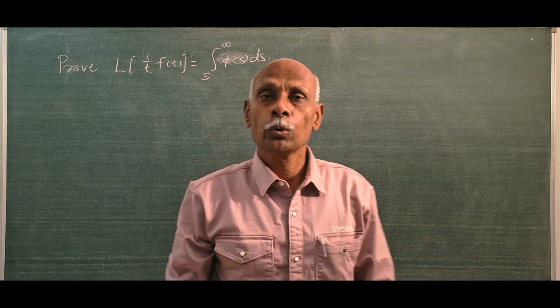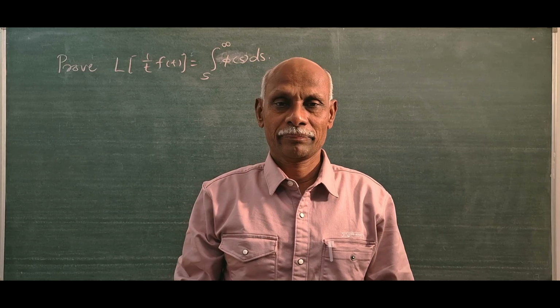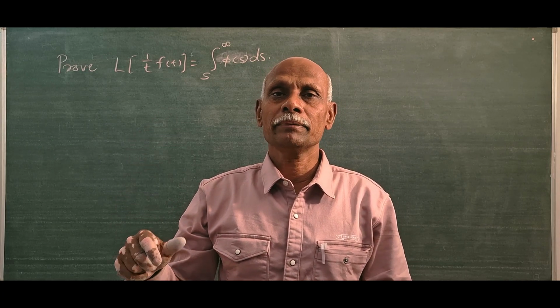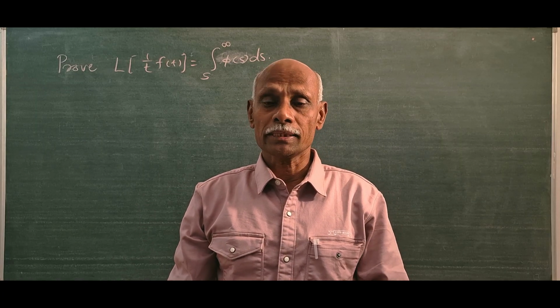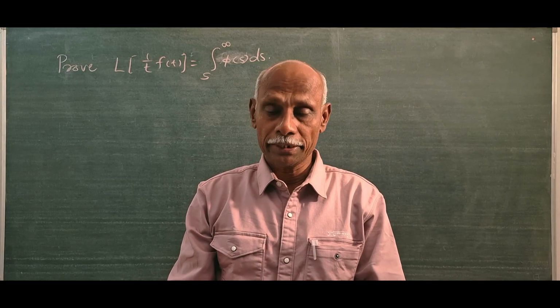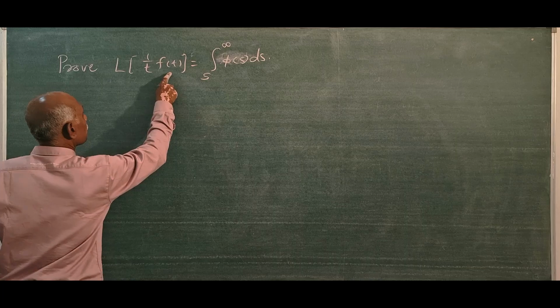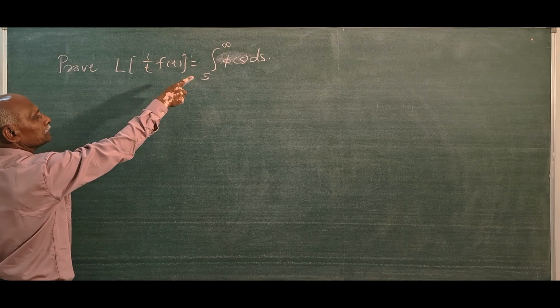This property is known as Laplace effect of division by t, because 1 by t you can see f of t is divided by t, that means 1 by t is a factor, and this property is known as Laplace of division by t or effect of division by t. You are given function f of t already, and then if it is divided by t, then this comes.